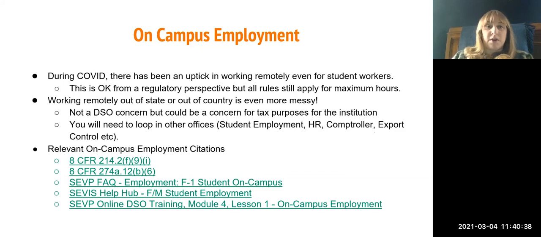So it's okay from an F-1 regulatory perspective, but all rules do still apply for maximum hours allowed at any given time. Institutions might have different rules, but as far as F-1 rules go, there's not a problem with this.